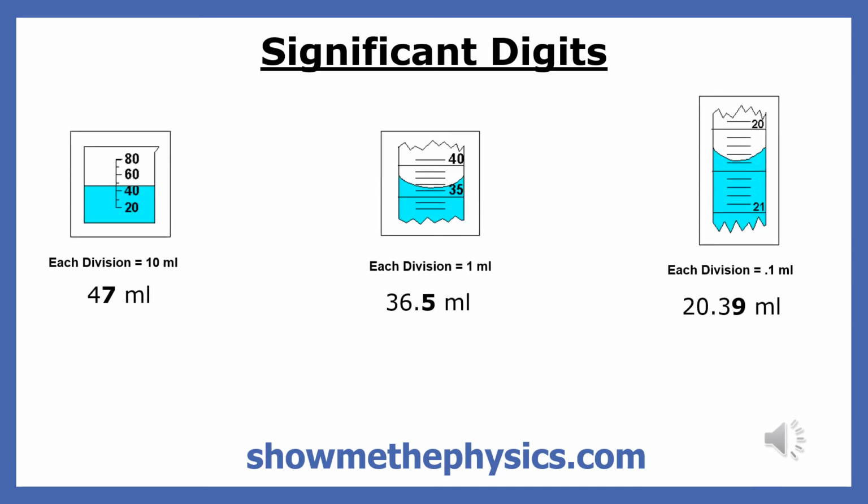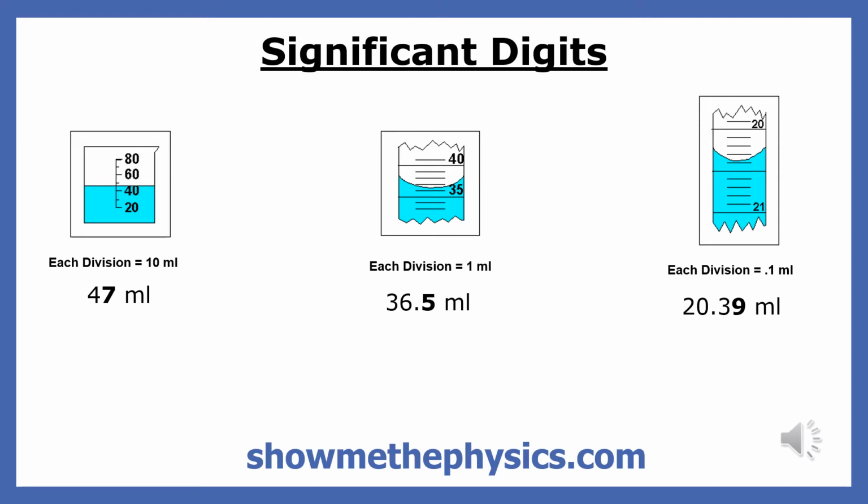Look at the 3 measuring devices shown here. If you were measuring volume with these 3 devices, which one do you think would give you the most accurate measurement? If you said the third one, you would be correct. The smallest division is 0.1 milliliter. When we report a number in physics, we always show the accuracy of our measuring device by including all the numbers we know for certain and the one digit we had to estimate.